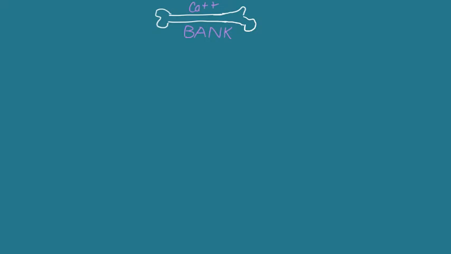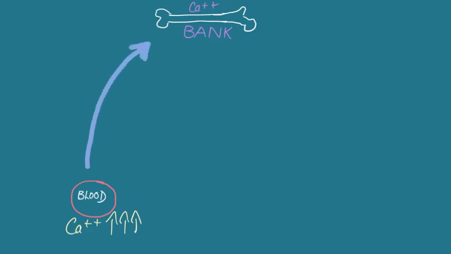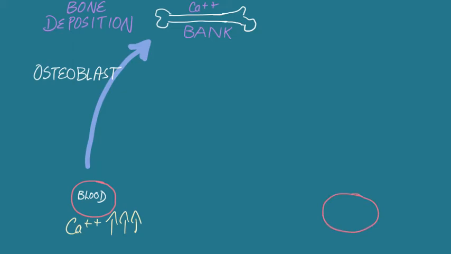If we were to think about the bloodstream as your wallet, let's start from there. Let's say you have way too much calcium in your bloodstream, then the excess calcium is deposited into the bone. We call this bone deposition, and this is brought about by increased activity of the osteoblasts. Osteoblasts bring about bone deposition.